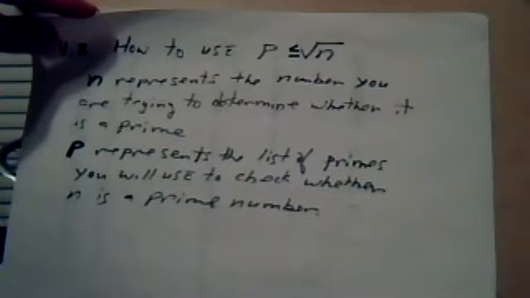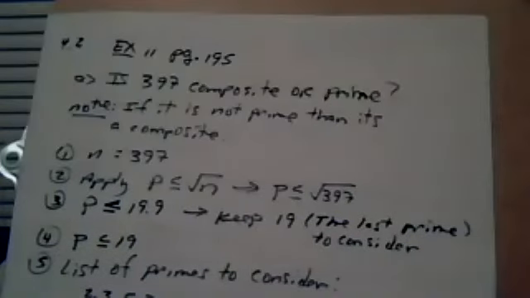In this example 11, they're asking us whether 397 is composite or prime. Remember, it has to be one or the other. So first, identify who the n is going to be. Well, that's the number you're considering, 397. Now stick that 397 in the formula. Notice how it replaces the n. Now we have p is less than or equal to the square root of 397.